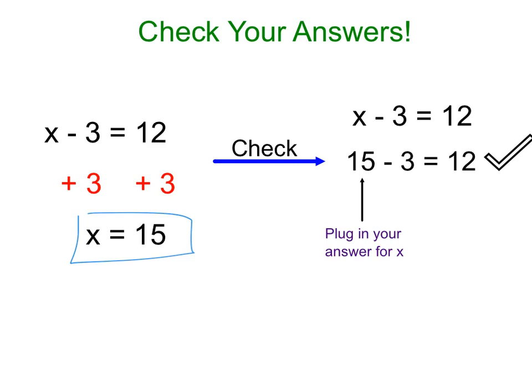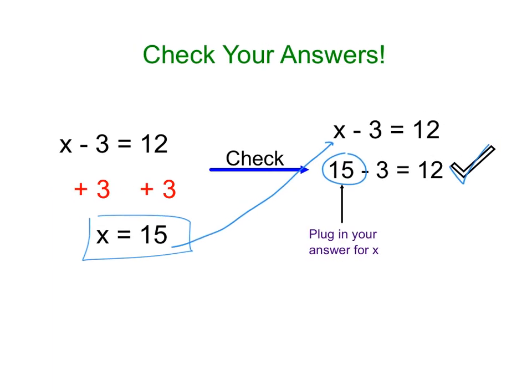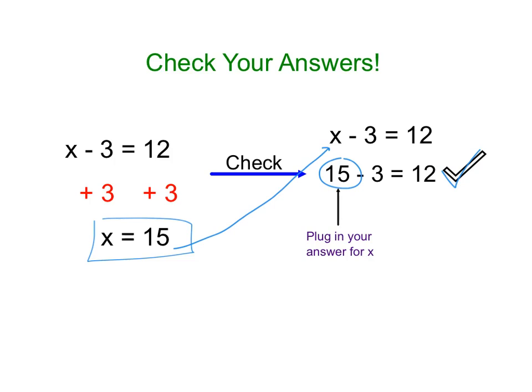Well, if x equals 15, you should be able to plug it in for x, like I've done here, and get your original answer. So 15 minus 3 instead of x, because we solved, equals 12. Well, yeah, 15 minus 3 does equal 12, so check. That must be right.